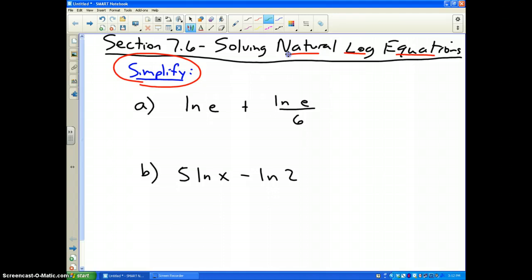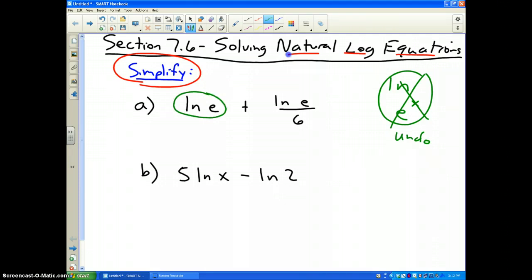remember that the natural log ln and e to the x, these two things cancel each other out. They undo each other. They're opposite processes. So the first thing I notice is in this problem, natural log of e. Well, they're going to cancel each other out, which always leaves you with the number 1.